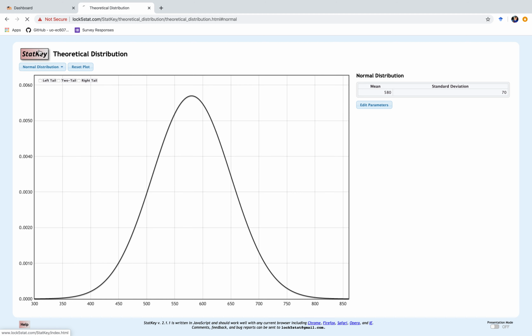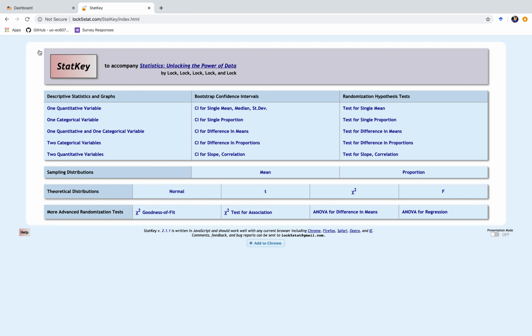So that was a brief introduction to StatKey. Not a lot going on there. If you need more help on StatKey, email me, let me know. And like I said, if you know how to do this in your calculator or whatever, that is okay too.